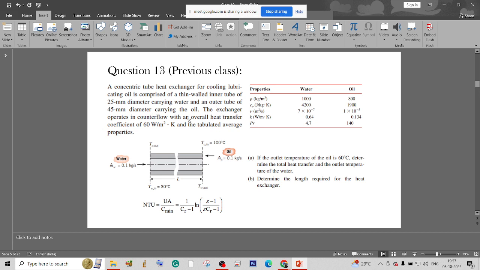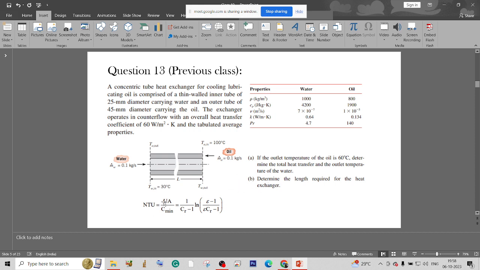So the exchanger operates in counter flow with an overall heat transfer coefficient that is also given, and the tabulated average properties are also given. So what we need to find out: if the outlet temperature of the oil is 60 degrees Celsius, this hot oil is the hot fluid. So the hot fluid is in the concentric annular region, and its inlet temperature is 100 degrees Celsius and outlet temperature we don't know. And the water is the cold fluid. Its inlet temperature is 30 degrees Celsius, outlet temperature we don't know.